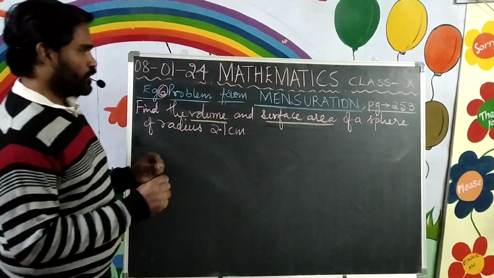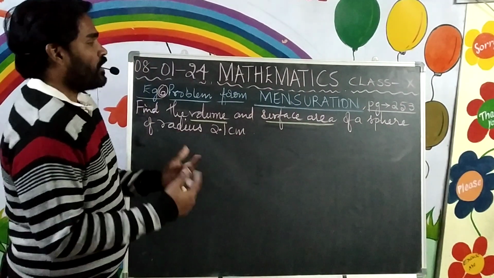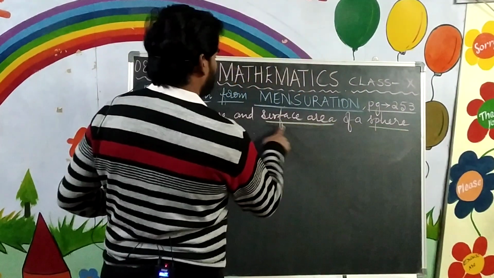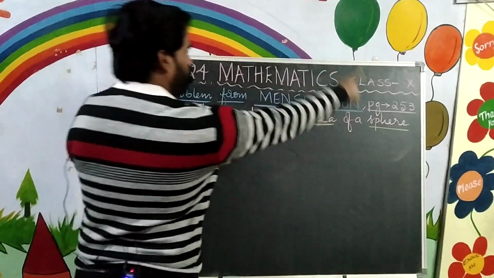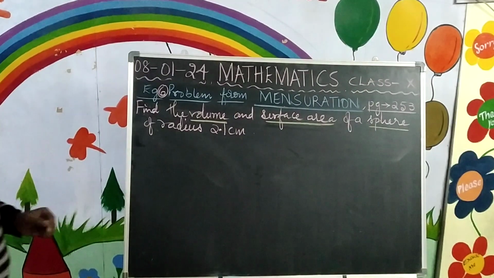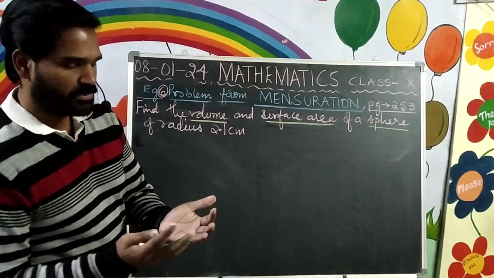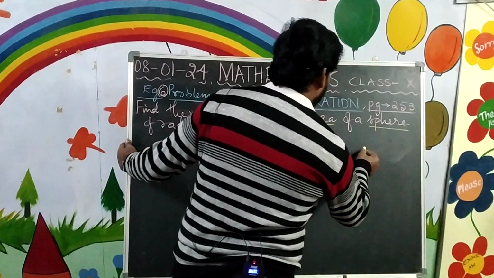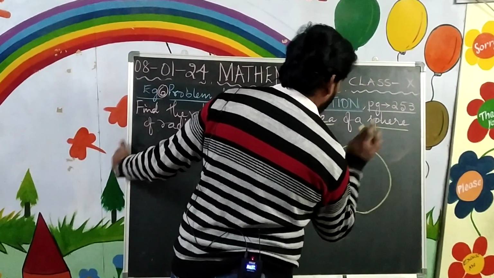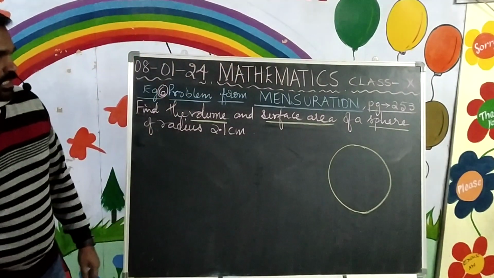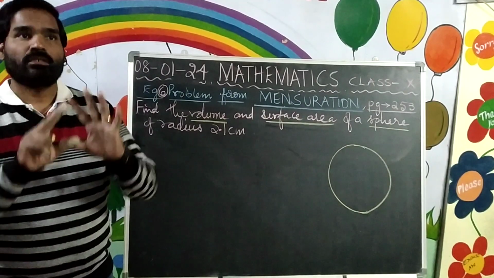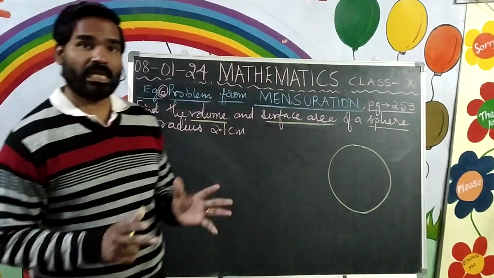To find these two things, we need to know what we actually need to find. It is all about the sphere. These two things are related: volume of sphere and surface area of sphere. What is a sphere? First of all, a sphere is basically a round object. It's a ball. For example, what I'm drawing on the board is a circle, but circle and sphere are not the same. A circle is only an outline of a sphere. It's a drawing, but a sphere is an object.